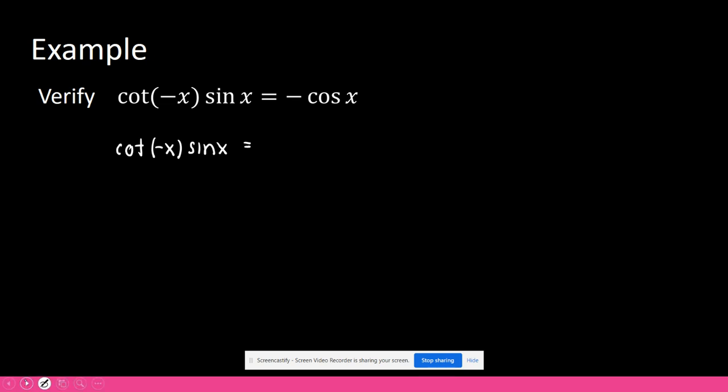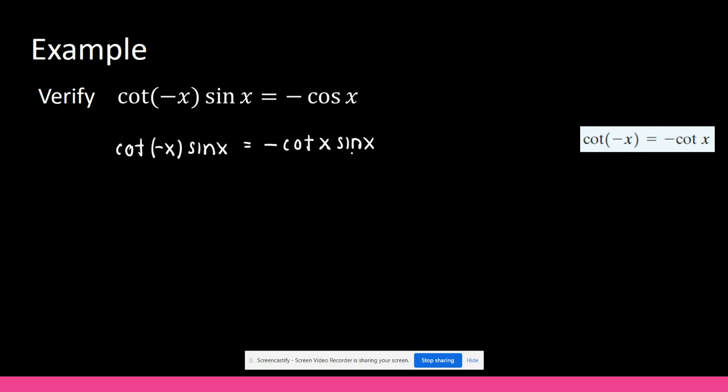If we look down at the even and odd identities, remember, when you have a negative angle in cotangent, it's the same thing as negative cotangent of x. So that's the first thing I'm going to do to get rid of that negative angle. Then I'll proceed with my thought process of turning things into sine and cosine. Because that second term is already sine, I don't have to do anything there. However, cotangent is something that I can manipulate. The quotient identity tells us the cotangent is cosine over sine, so I'm going to replace cotangent with that fraction.